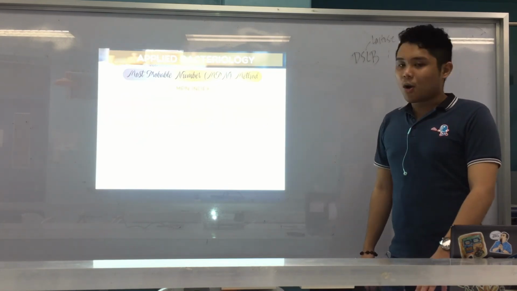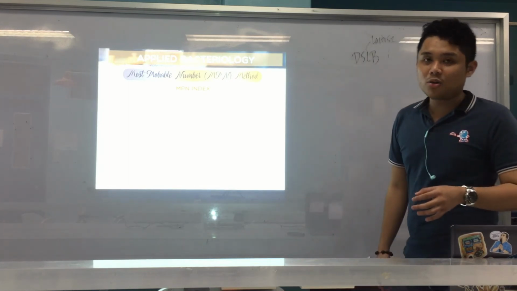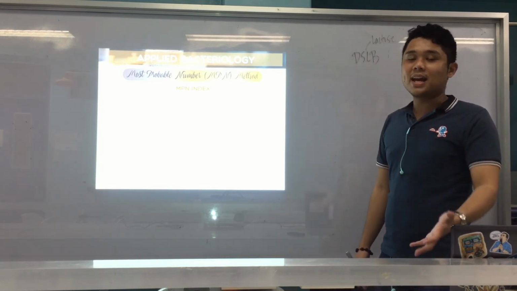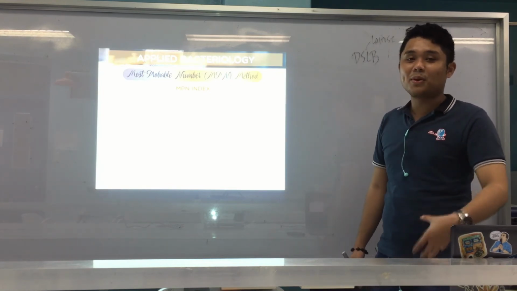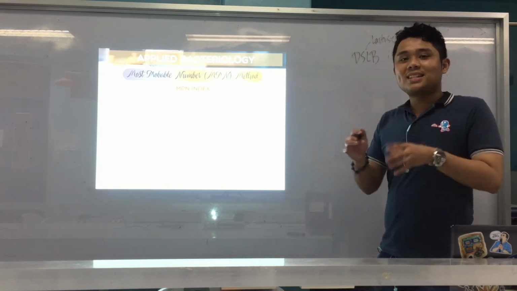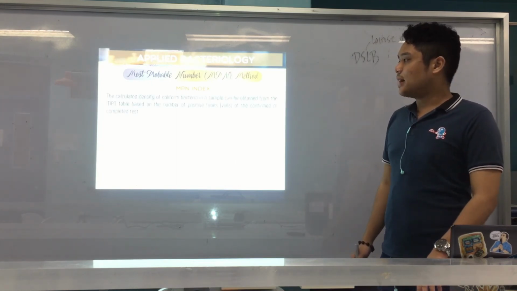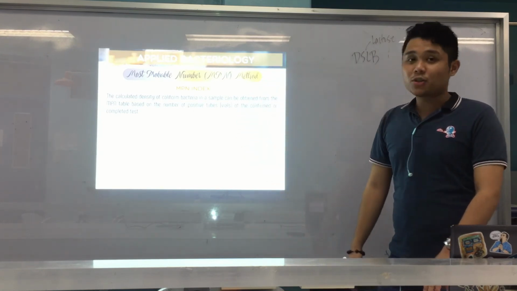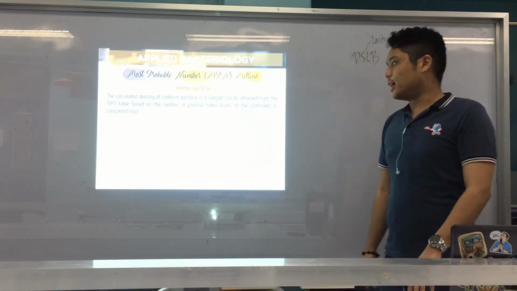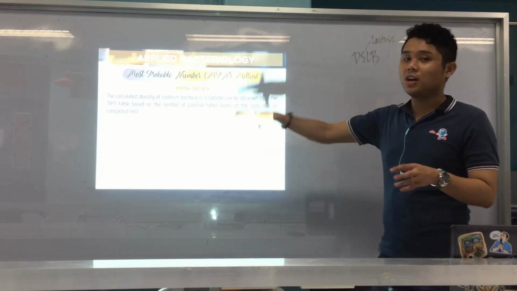Okay, alright. Now, based on our results, we refer to a table known as the MPN index, meaning the most probable number, the density of bacteria present. Okay? Alright, so again, the calculated density can be obtained from the MPN table based on the number of positive tubes in the confirmed or completed test.